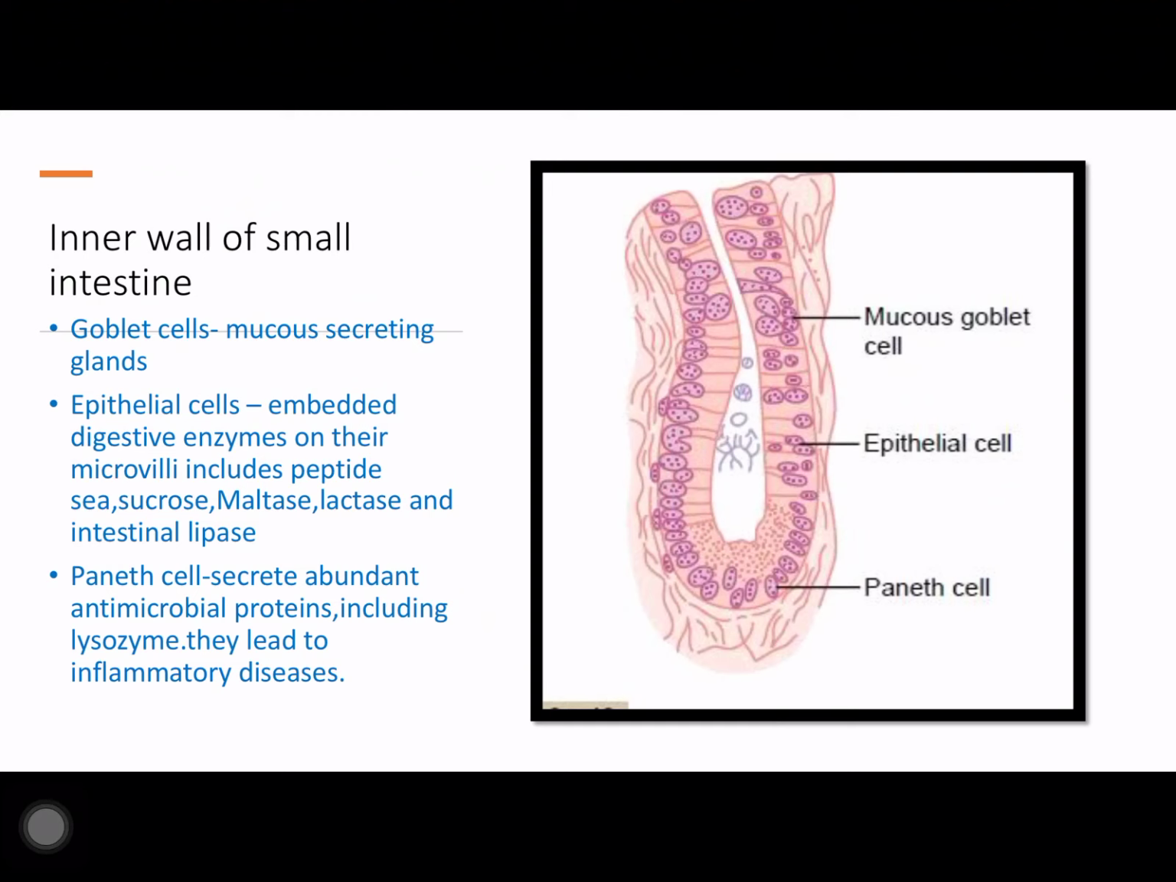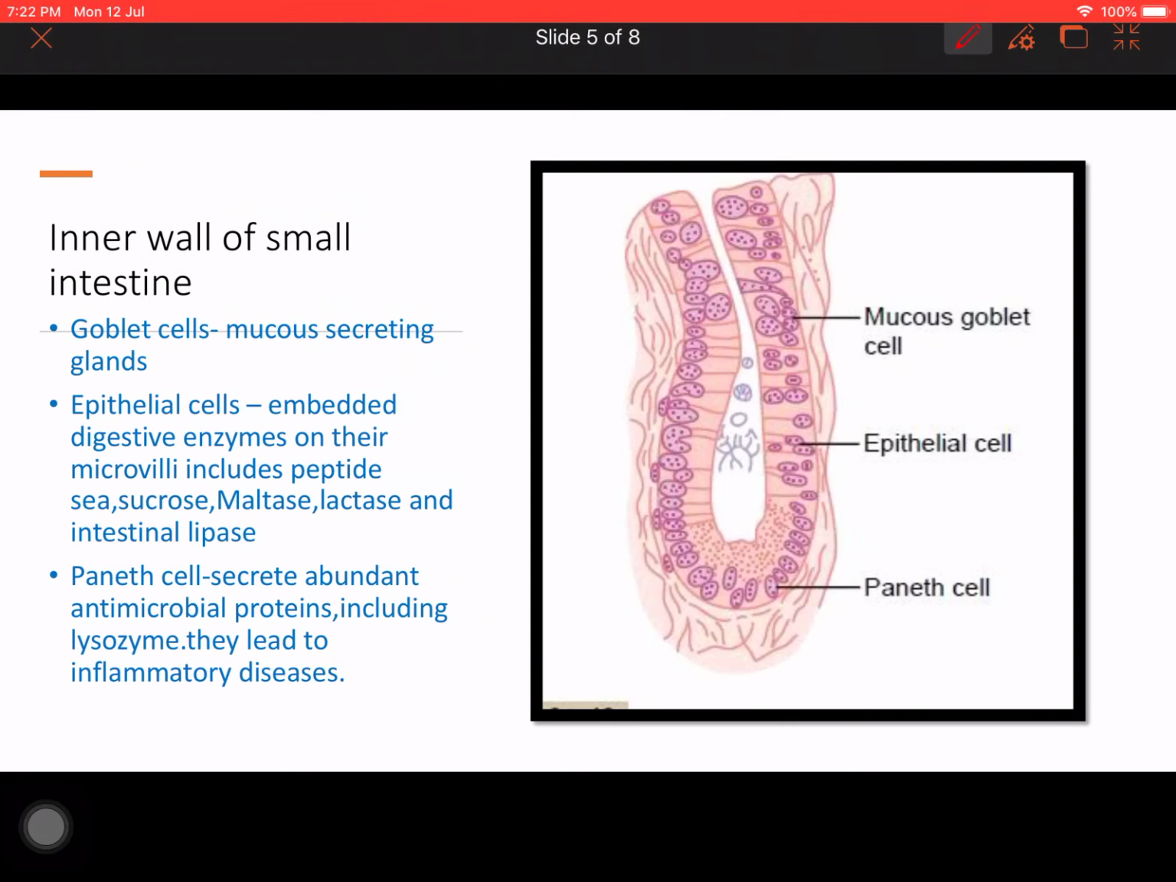small intestine. So this is the inner wall of the small intestine. What are the three main cells here? We can see here, first is the mucous goblet cell, then the epithelial cell, then the Paneth cell. What are these goblet cells secreting? They are secreting mucus. What are these epithelial cells secreting? They are secreting sucrase, maltase, lactase and intestinal lipase. The Paneth cells, what are they secreting? They are secreting antimicrobial proteins including lysozyme. These lysozyme or antimicrobial proteins also lead to several types of inflammatory diseases.